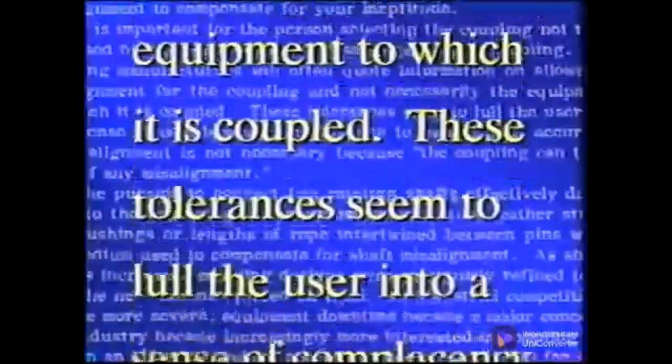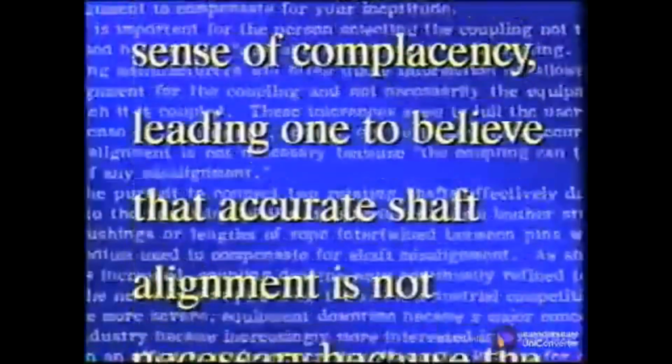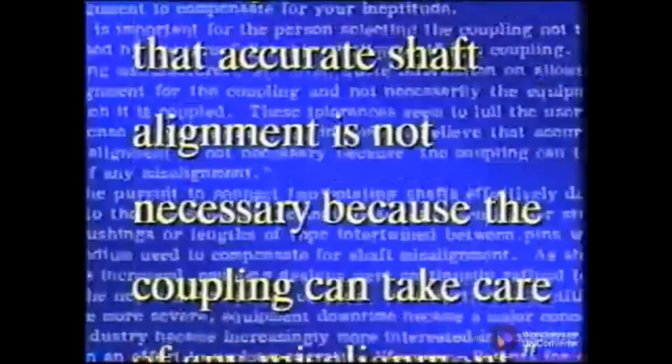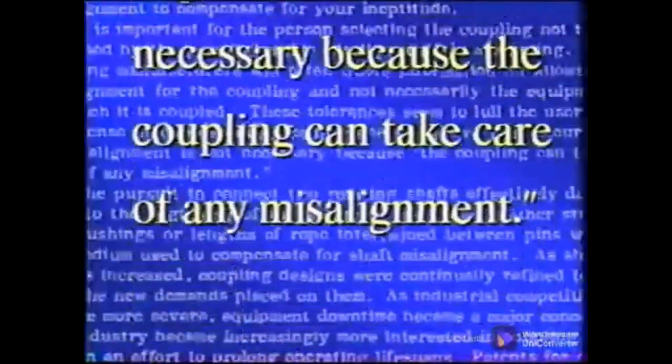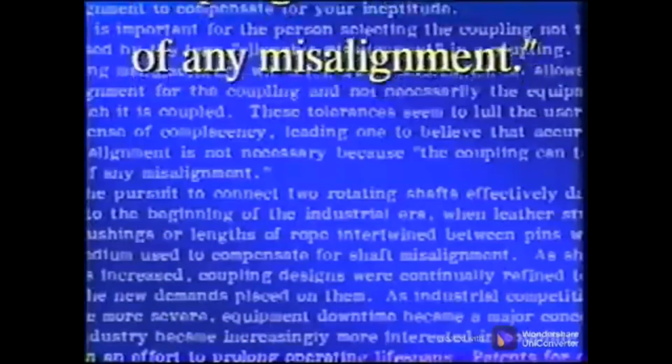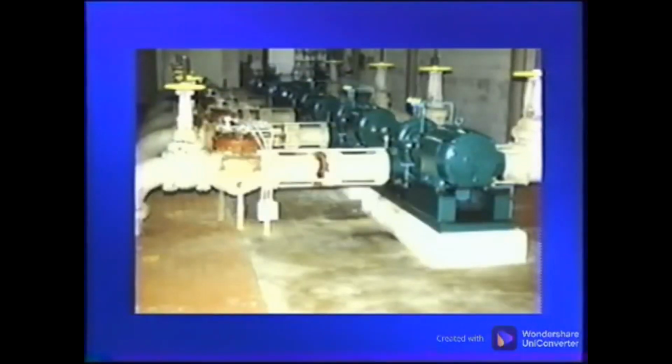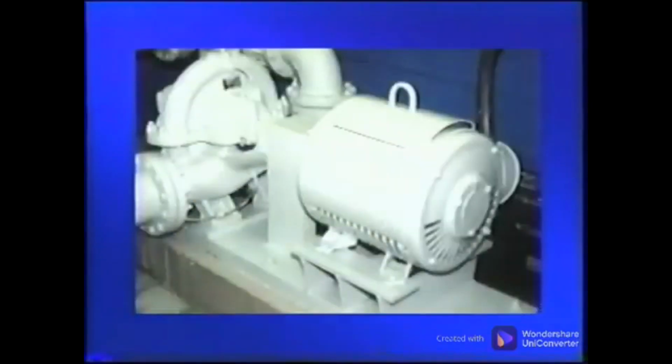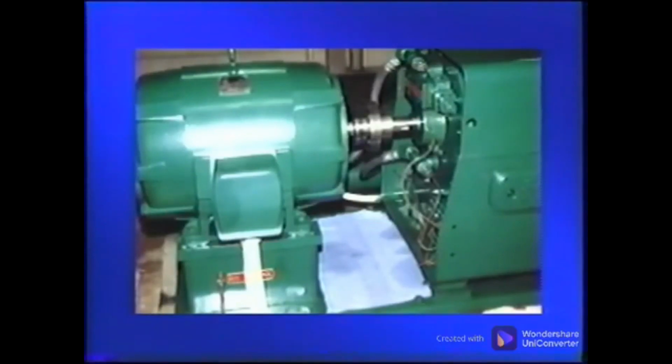These tolerances seem to lull the user into a sense of complacency, leading one to believe that accurate shaft alignment is not necessary because the coupling can take care of any misalignment. Although the coupling may be able to handle these stresses, the mechanical seals, bearings, wear rings, and so forth cannot. The stress created by the misalignment is still passed on to these components, causing premature failure. So it is necessary to be concerned with misalignment.